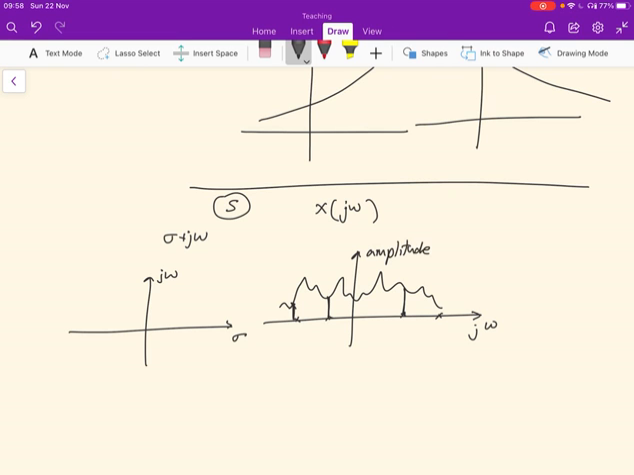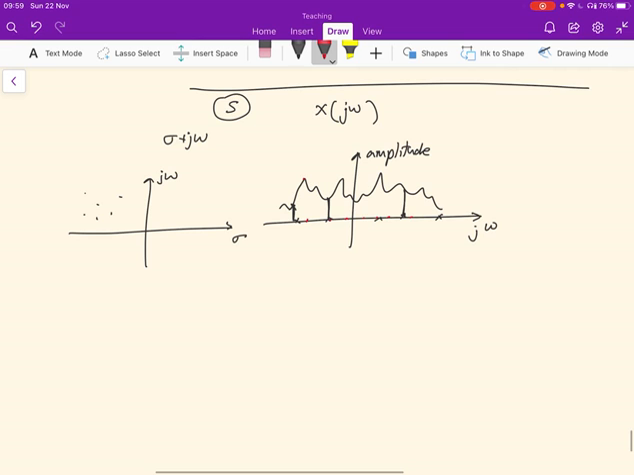So we have to look at the value of the Laplace transform for each point on the plane rather than each point on the axis. In the case of the Fourier transform, we're looking at points on this axis over here, and that tells us the amplitude. In the case of the Laplace transform, we can think of it as being sort of three-dimensional. We have sigma and j omega. If you want to draw it differently, we have sigma here, we have j omega here, and on this value here is the value X of s, which is the value of the Laplace transform over here.